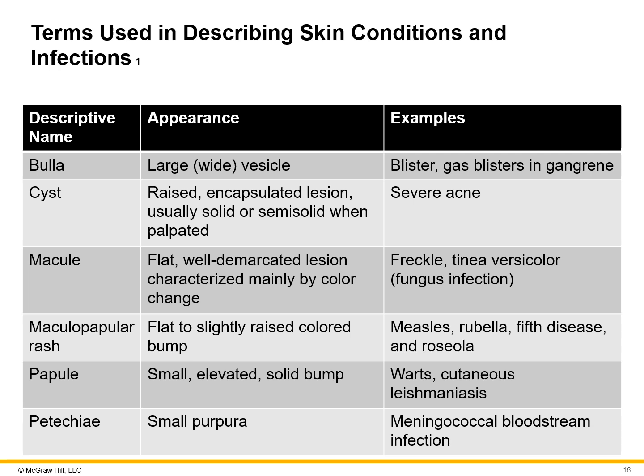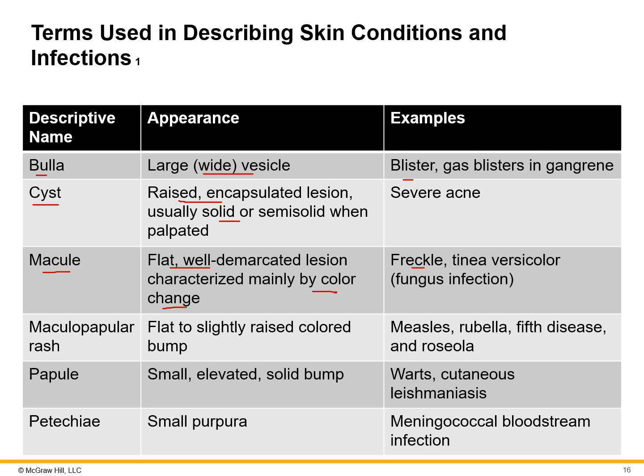Now this table and the next slide show some of the terms that we used when talking about these skin conditions. So a bulla, these are like blisters, so these are going to be large, wide vesicles. A cyst, so this is raised and encapsulated, but solid or semi-solid. So it's not going to have a bunch of pus in it, but it's going to be in a harder state. A macule is a flat, demarcated lesion, usually indicated by some type of color change to it. So a freckle, for example, could be an example of a macule.